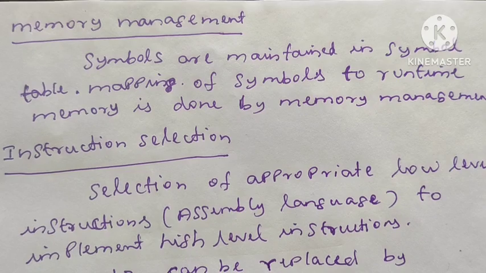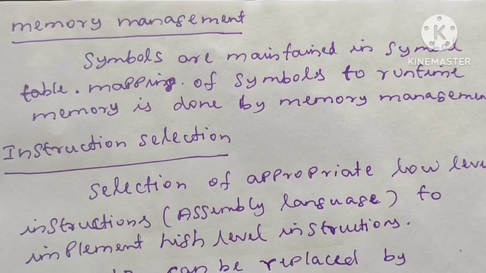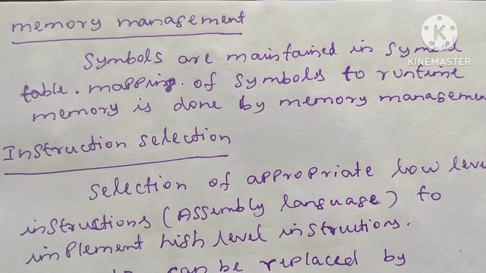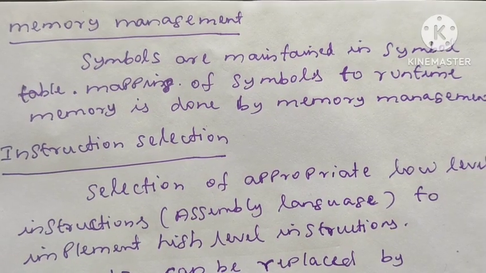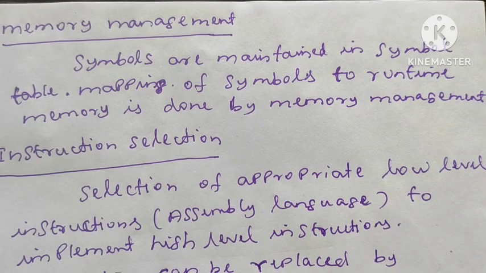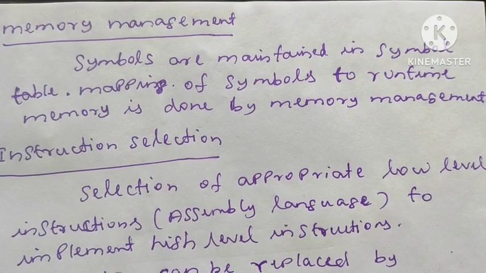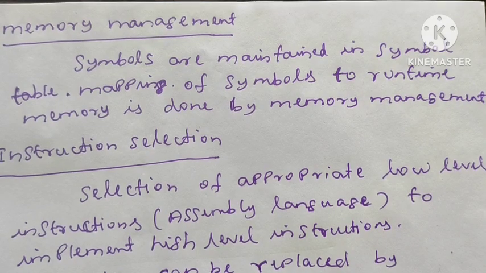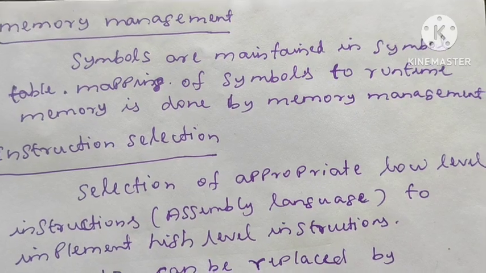Now these identifiers actually require a memory location, which has to be allocated by the system, or by the operating system. So mapping of these variables, or mapping of the symbols, to runtime memory is done by memory management. That is the role of memory management. Whatever variables and identifiers we are using have to be allocated memory inside our system, and that is taken care of by memory management. So this is a major issue connected with code generation.